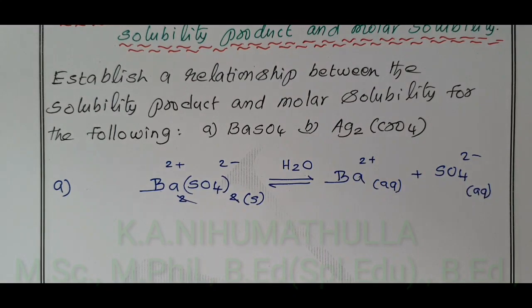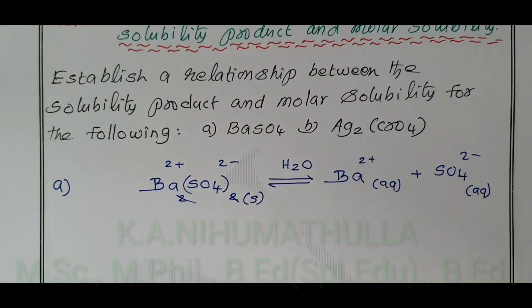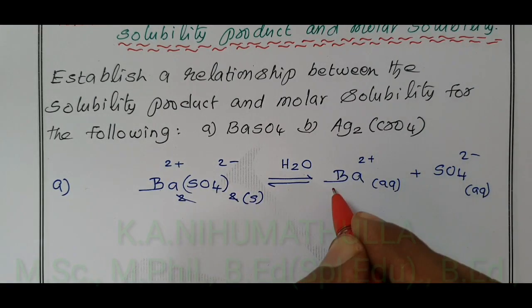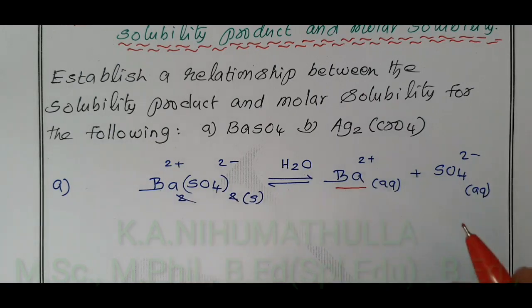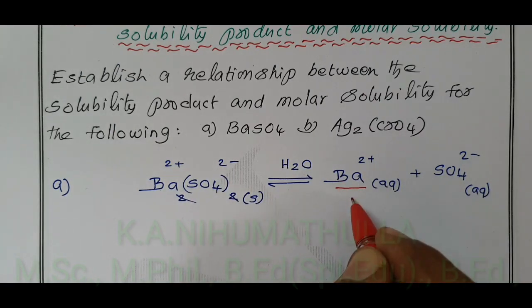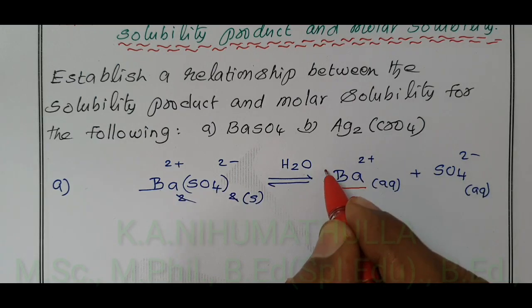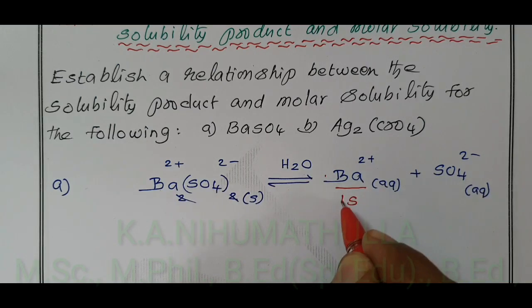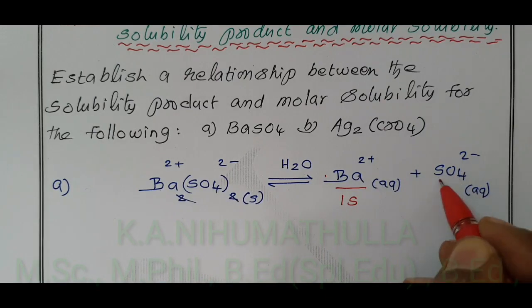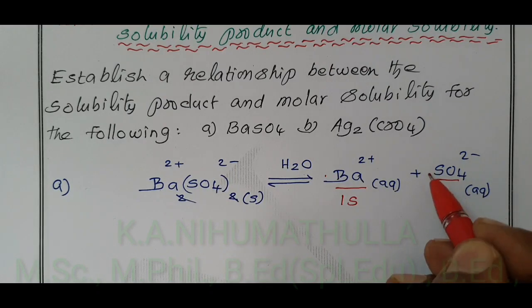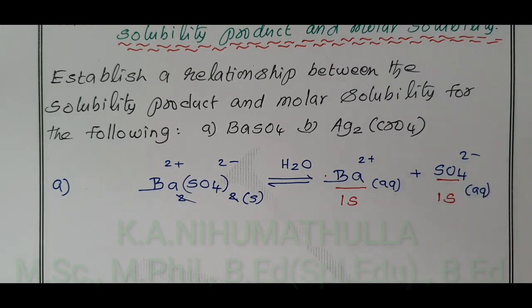The molar solubility is given by the small s value. Molar solubility is given only for the ion. For one barium 2 plus ion, you have to put 1 S, since the stoichiometric coefficient is 1, therefore 1 S. For the sulfate ion, the molar solubility is also S, and the stoichiometric coefficient is 1.